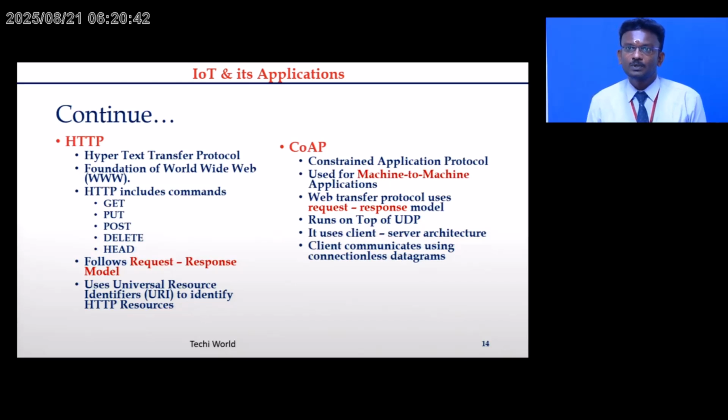And CoAP is the Constrained Application Protocol, mainly used for machine to machine applications. It is a web transfer protocol, and it also uses a request response model. It runs on top of UDP, and it uses the client-server architecture.